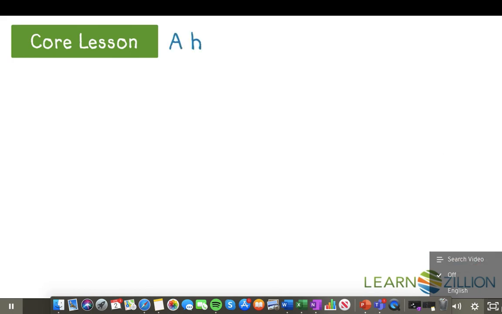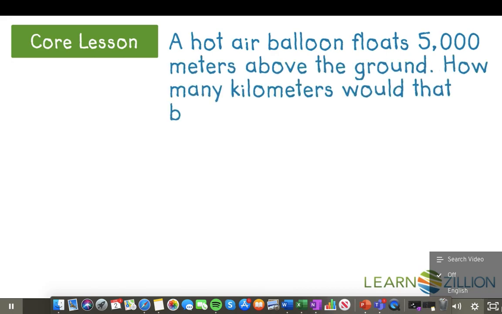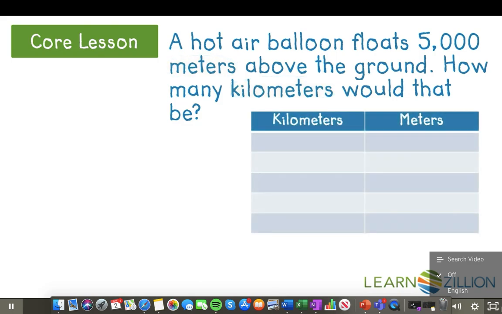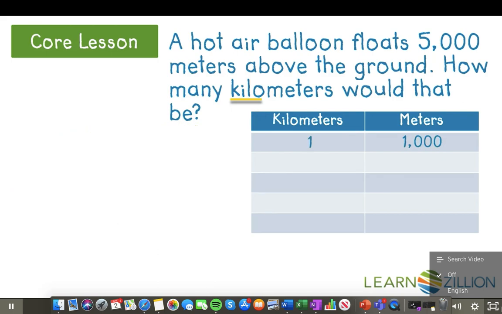Let's solve another problem. A hot air balloon floats 5,000 meters above the ground. How many kilometers would that be? We need to first identify which units we will be using. The problem tells us that we will be converting meters to kilometers. Next, we set up our conversion chart using meters and kilometers. The prefix kilo tells us we will be using the number 1,000. We know that there are 1,000 meters in a kilometer, so on our conversion chart, we write 1,000 meters equals 1 kilometer. The problem tells us we keep converting until we get to 5,000 meters.